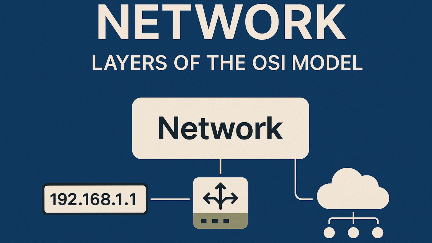Above that is the network layer. It deals with logical addressing and routing. This is where IP addressing lives. Routers operate here, forwarding packets based on destination IP addresses. It figures out how to move packets across multiple networks to reach the destination.